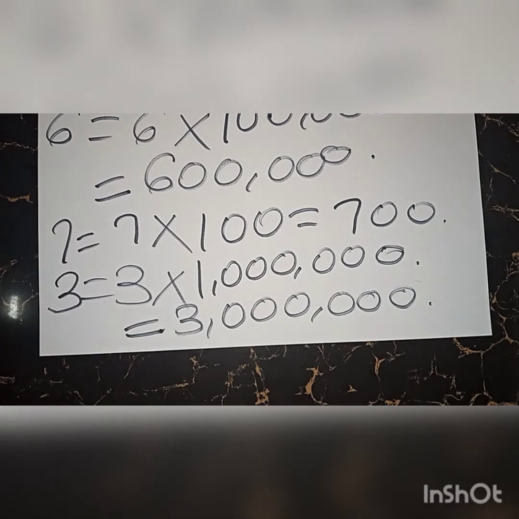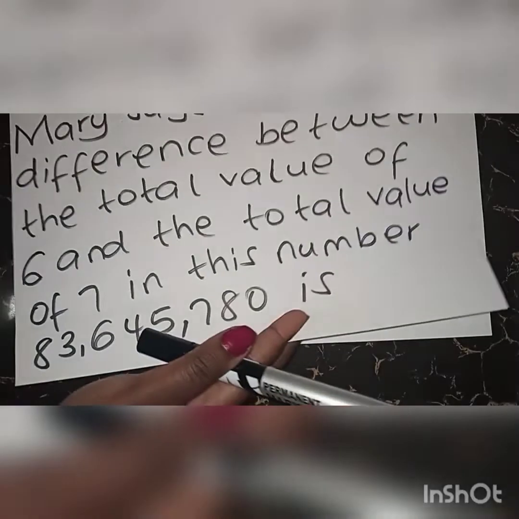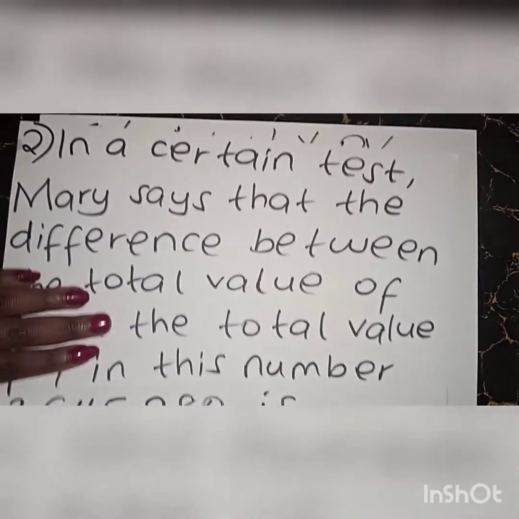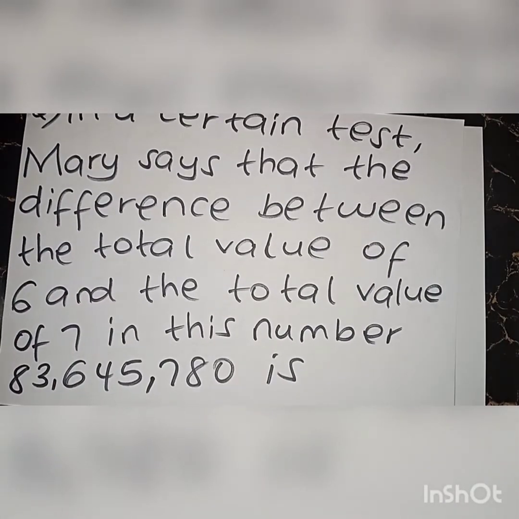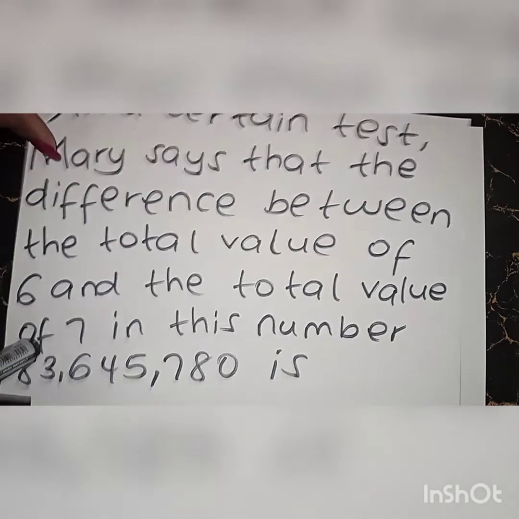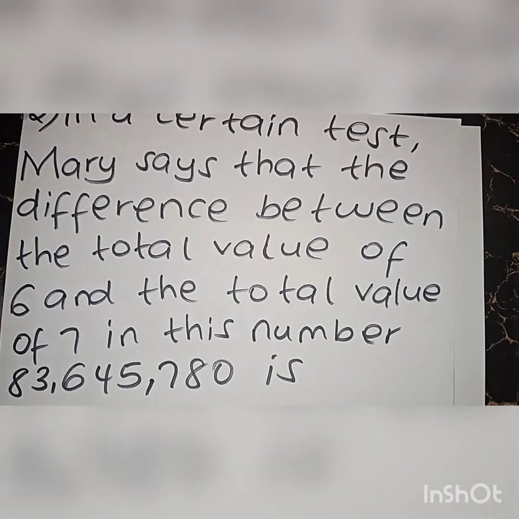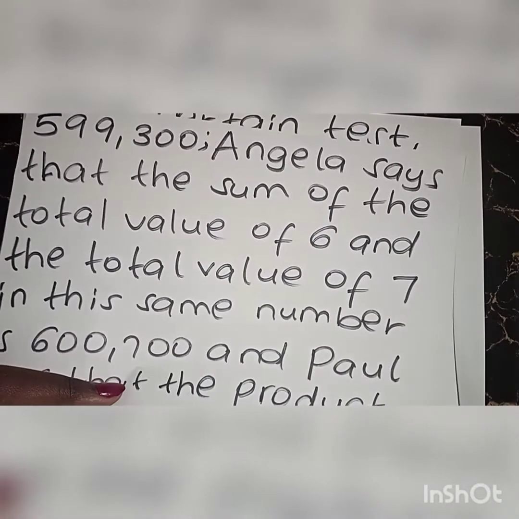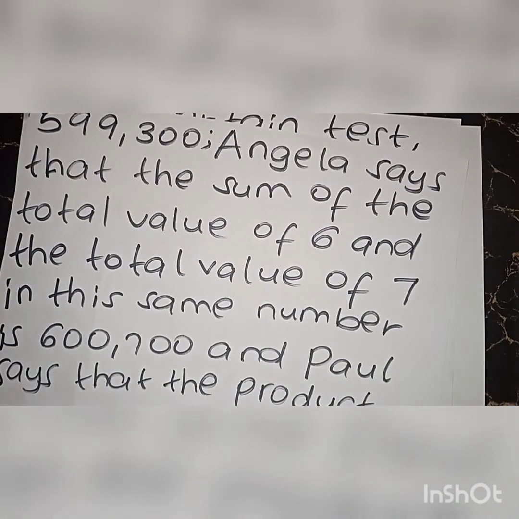Okay, the question is saying, in a certain test, Mary says that the difference between the total value of 6 and the total value of 7 in this number is 599,300. Okay. So here, is she right? Let's find out.